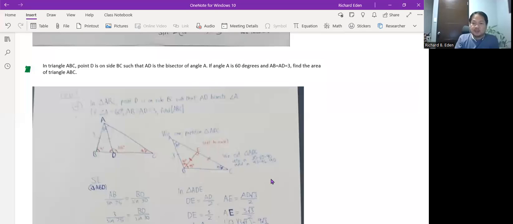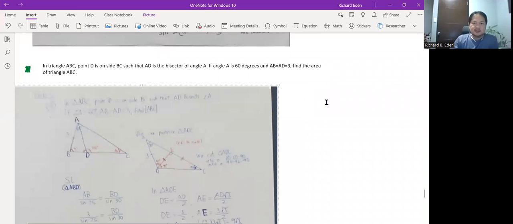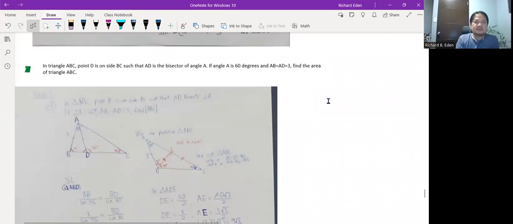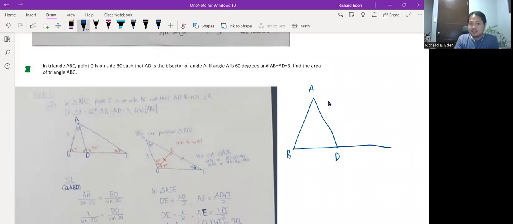Let me draw again so that we can follow, or at least so I can see better. Okay. A, B. Is that right? The answer? I don't know. Let's see. Oh no.